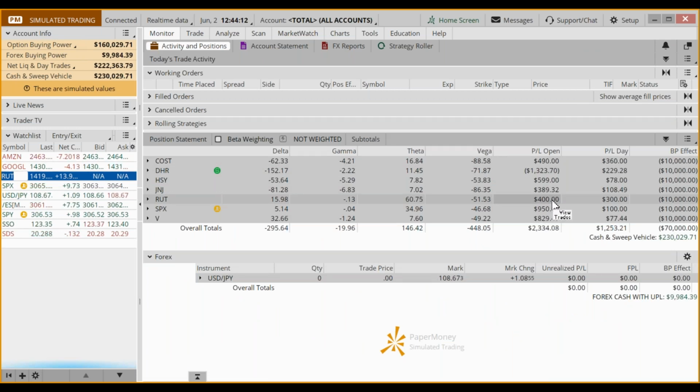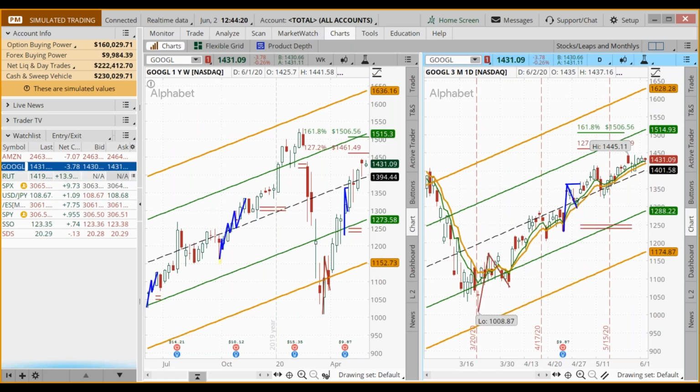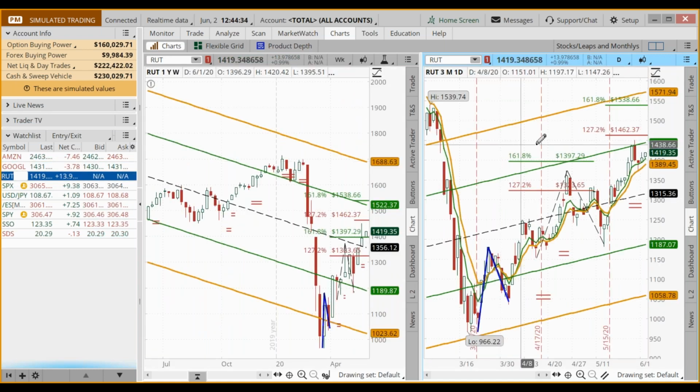Now, what I want to point out is that at one point in time, we had made a bunch of money on Google and decided to get out right here. And it's just been going sideways from that point in time. We decided to stay out of Google and jump into RUT, and the RUT is going up. So that was a good decision right there.